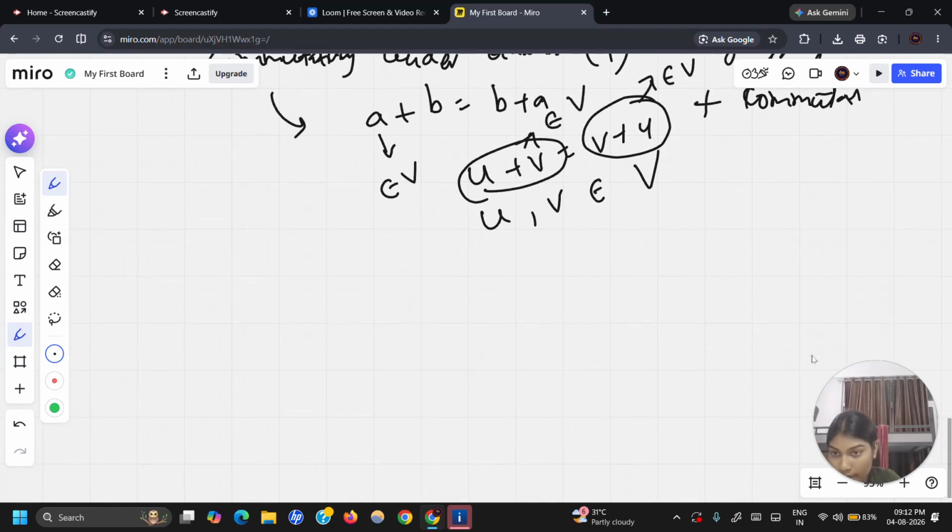And the other property is distributivity. These are special properties.